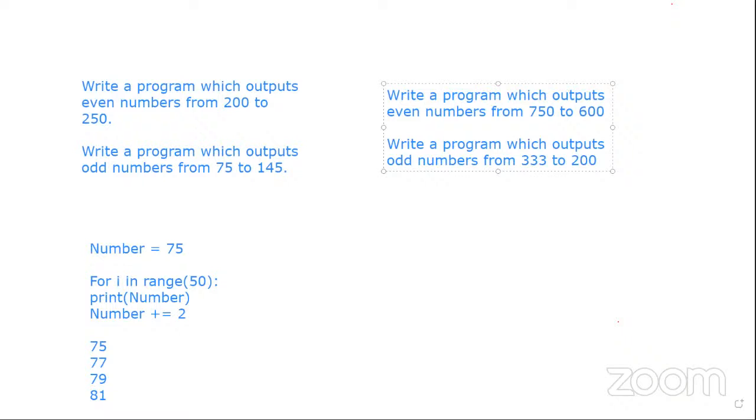So I want you to do these two subtasks, which is write a program which outputs even numbers from 750 to 600, and write a program which outputs odd numbers from 333 to 200. Remember, the secret is instead of using plus equals, you use minus equals to count down, to subtract from the number.